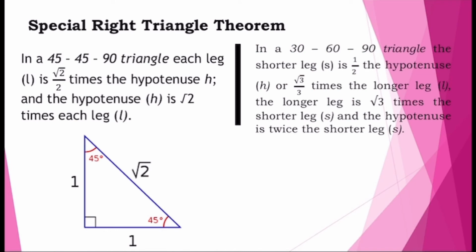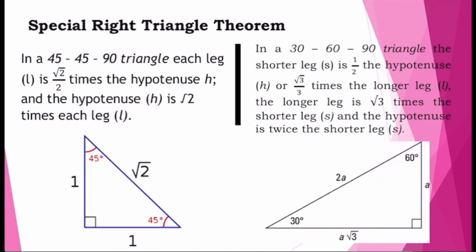While in a 30-60-90 degrees triangle, the shorter leg or s is 1/2 the hypotenuse or h, or square root of 3 over 3 times the longer leg, and the longer leg is the square root of 3 times the shorter leg, and the hypotenuse is twice the shorter leg.